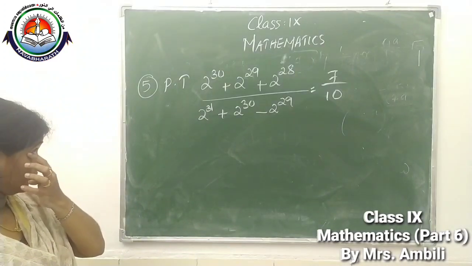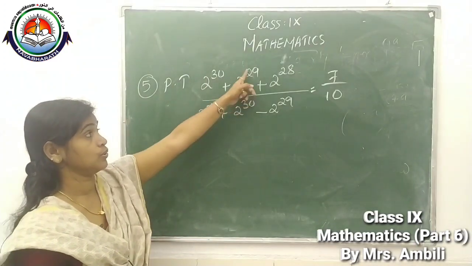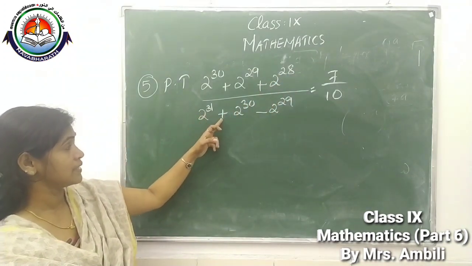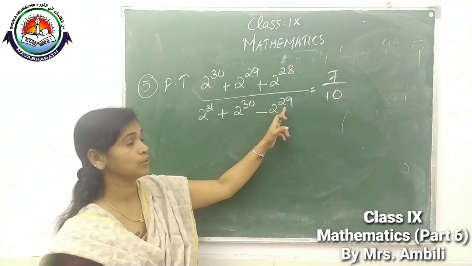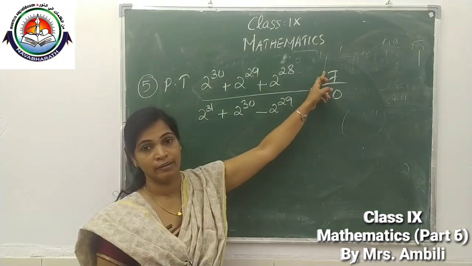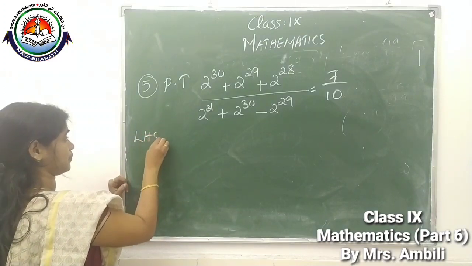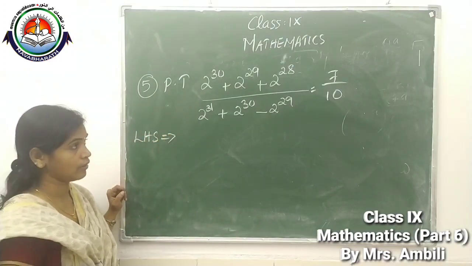Okay. Once again the question: (2^30 + 2^29 + 2^28) divided by (2^31 + 2^30 - 2^29) equal to 7 by 10, we need to prove. So we can take the LHS. What is our LHS?